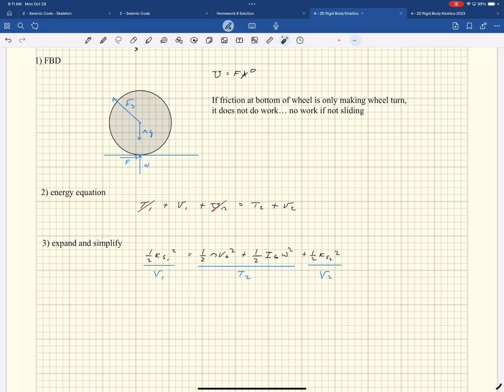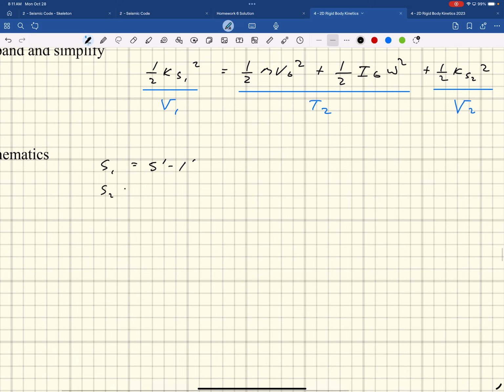Got to do some kinematics. There's too many unknowns floating around. So we just got to do a little bit of kinematics to relate some things. S's, I'd say S's are down here. S1 is equal to 5 feet minus 1 foot, right? At state 1, this is 5 feet long, but the original unstretched length is 1 foot right there. So the stretch is going to be 5 feet minus 1 foot. S2 is equal to 4 feet minus 1 foot.